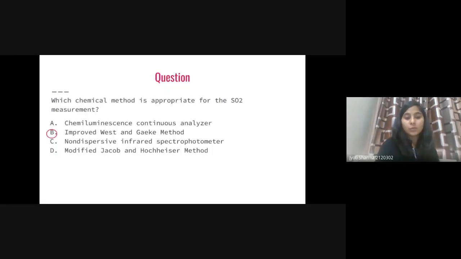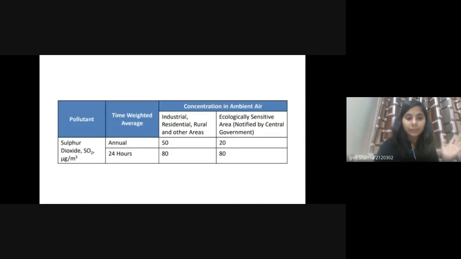Yes. So the appropriate method for the measurement of the concentration of sulfur dioxide is the improved West-Gaeke method, and we will talk about what chemicals we need and what each chemical will do, so that we can get the concentration of sulfur dioxide. So we have questions related to that only. So keep in mind that you are using the improved West-Gaeke method for the sulfur dioxide measurement.